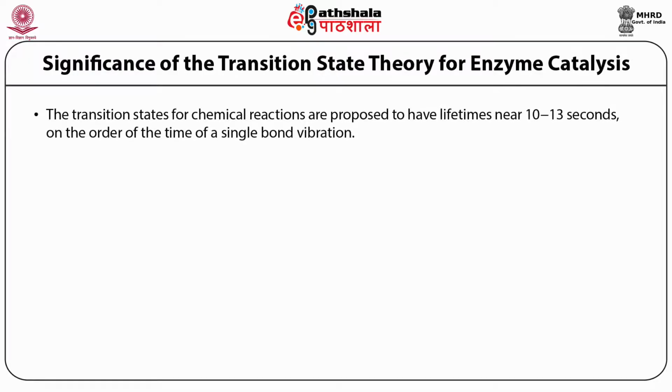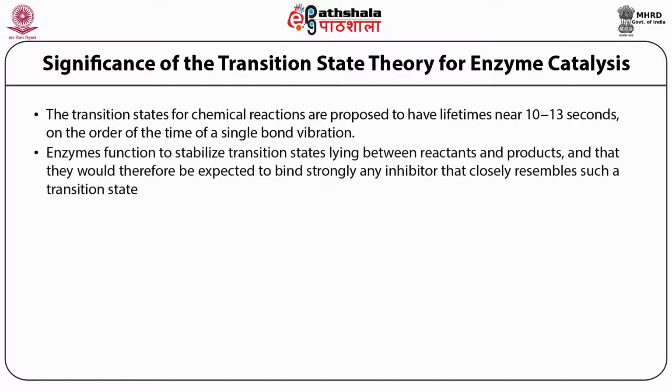The transition state for a chemical reaction is proposed to have a lifetime near 10 to the power minus 13 second, on the order of the time of a single bond vibration. Enzymes function to stabilize the transition state lying between reactant and product, and they would therefore be expected to bind strongly any inhibitor that closely resembles the transition state.